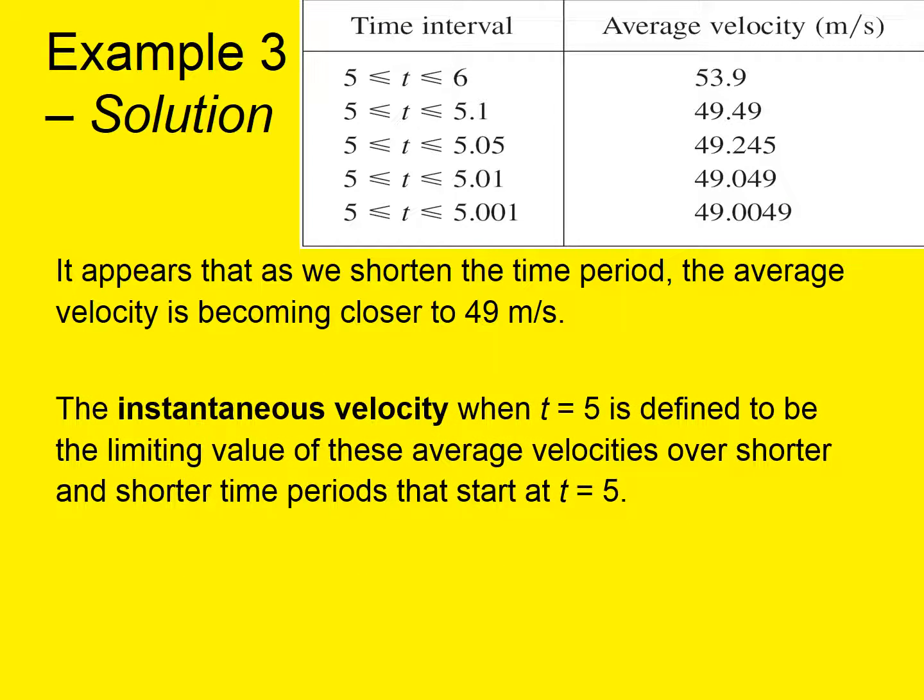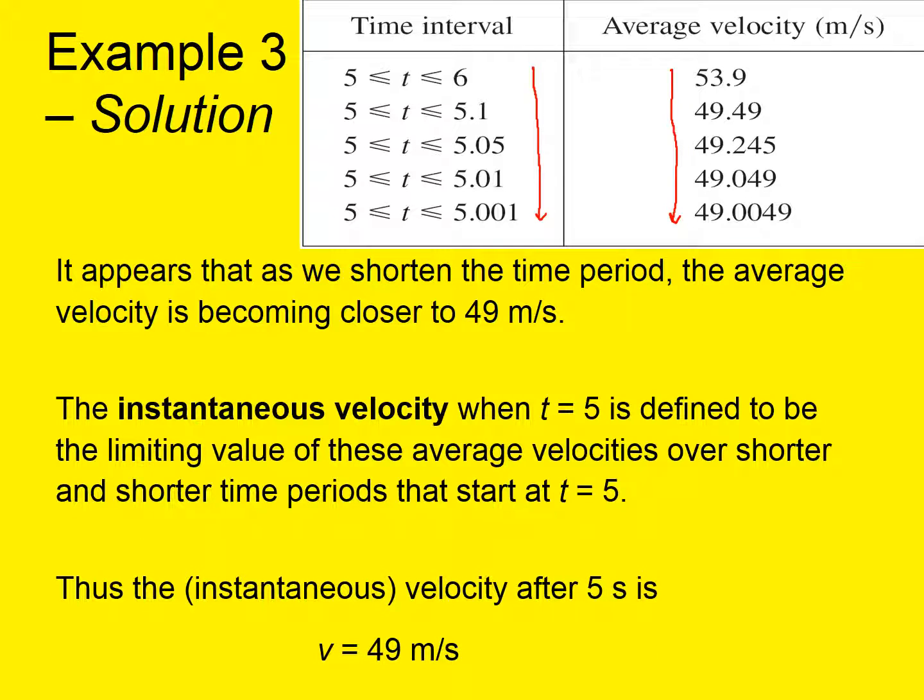The instantaneous velocity when t equals 5 is defined to be the limiting value. Okay, we're taking a limit as the length of the time interval approaches 0. That limit appears to be 49. Limiting value of these average velocities over shorter and shorter time periods that start at t equals 5. Thus, the instantaneous velocity after 5 seconds is 49 meters per second.